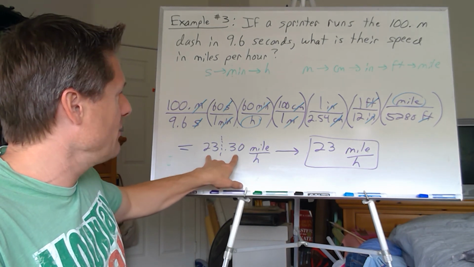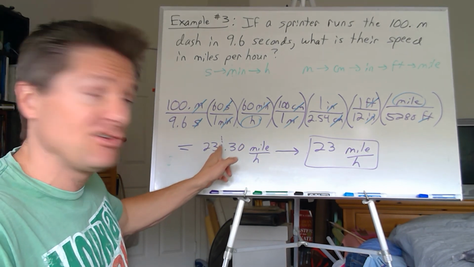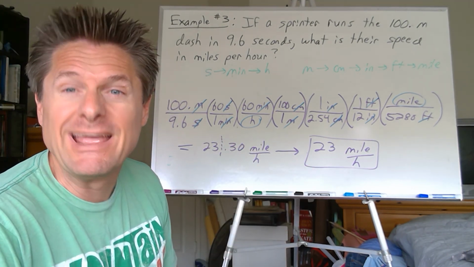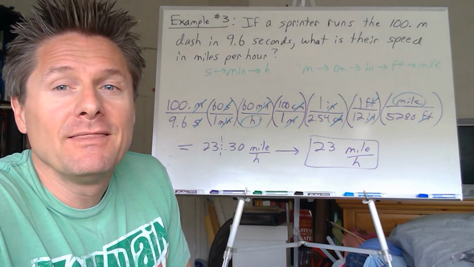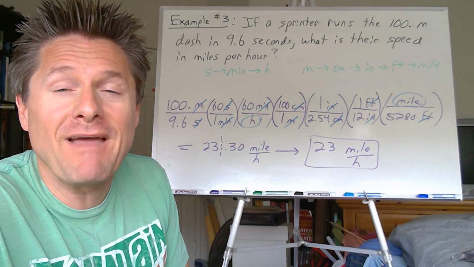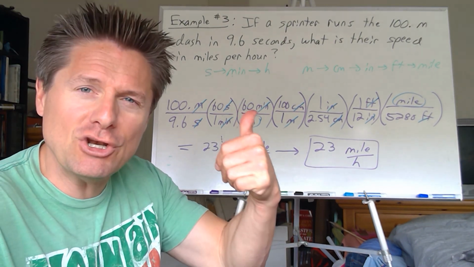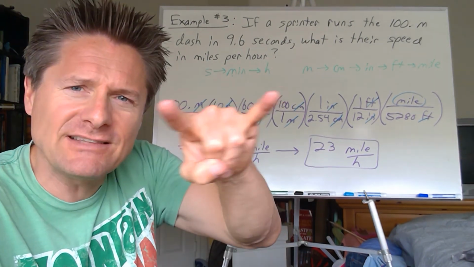So I get 23.30 miles per hour, closer to 23 than 24, rounds to 23. That would be their average speed, obviously. That's not their speed coming out the block. That's cruising. That's about as fast as humans can run. You can do this. Master dimensional analysis.